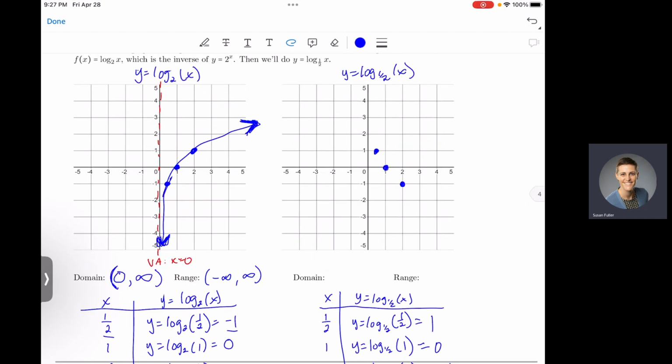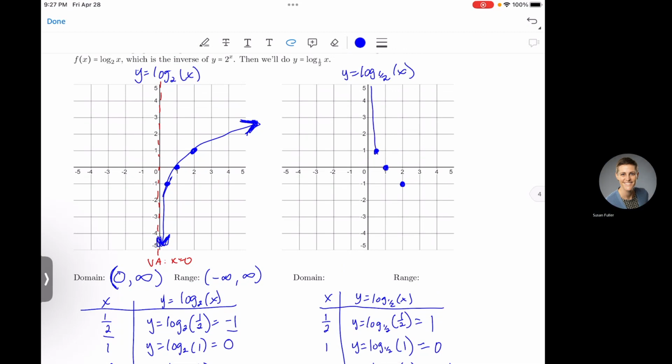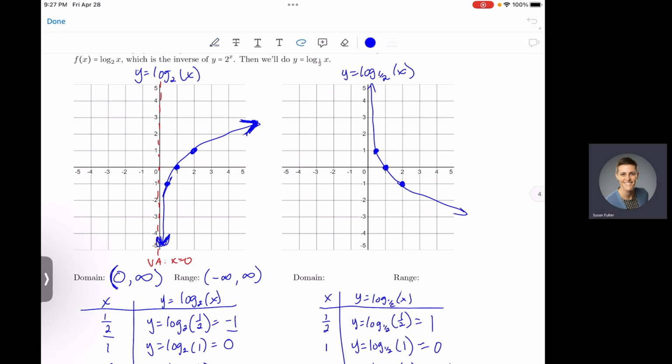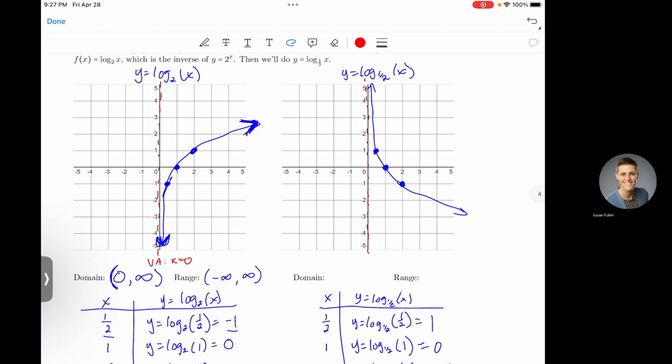We're going to have a similar shape as log base 2. It's just going to be upside down. So we are going to go through this way. And again, this one has that same vertical asymptote at x equals 0. And that's what y equals log base 1/2 of x looks like.